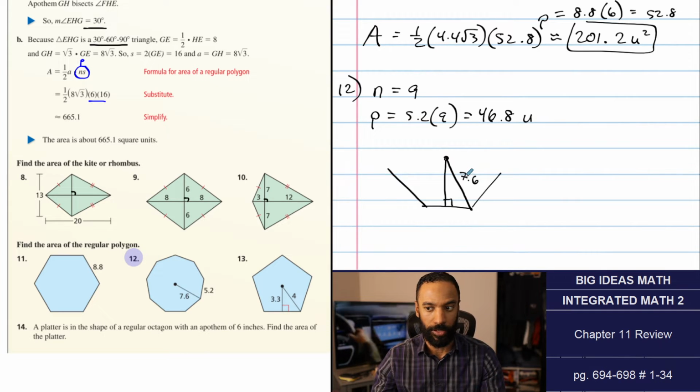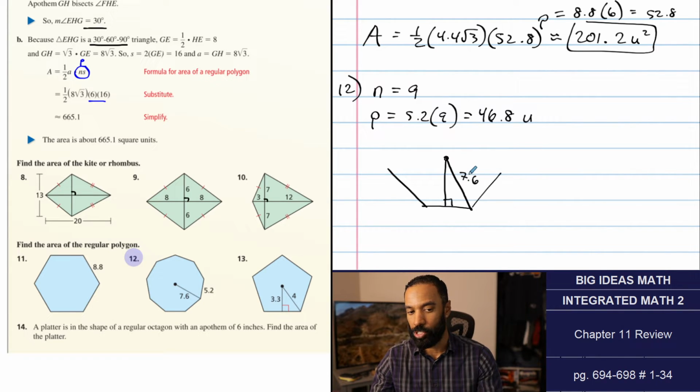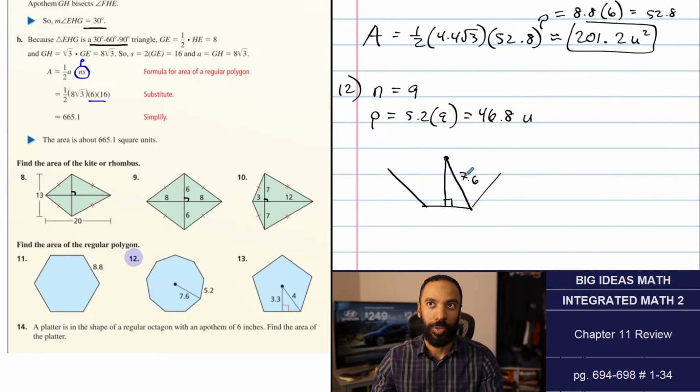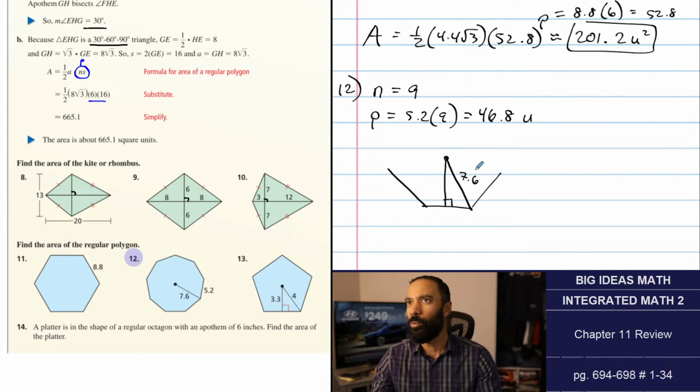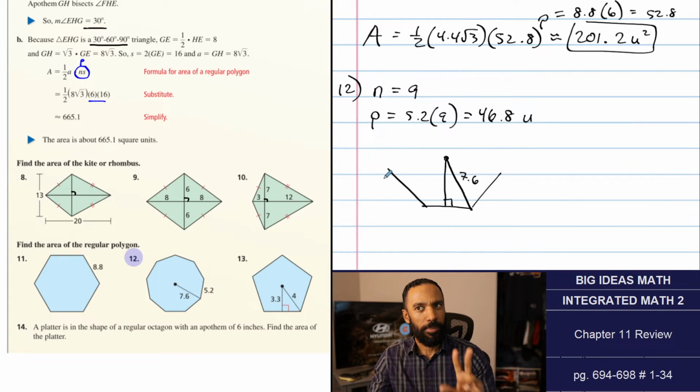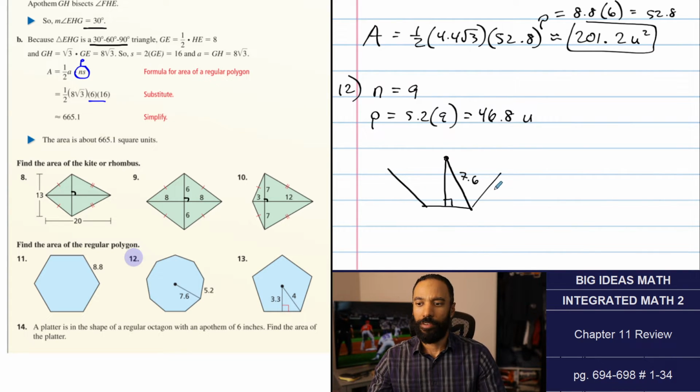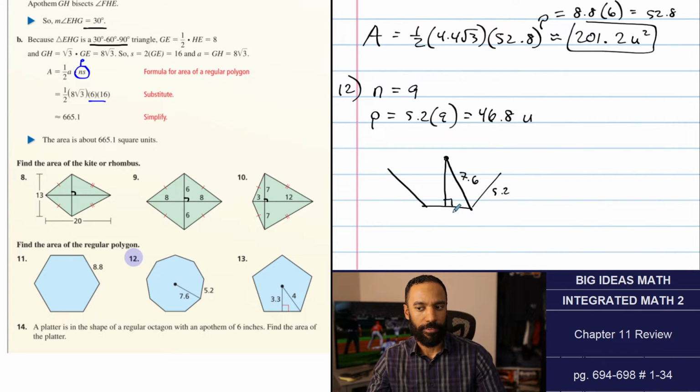They only need to show me one length. If they show me the 5.2, oh, you know why they probably show it? No, that works. Here's the thing. They're showing me too much. If this is 5.2, what's half of that?